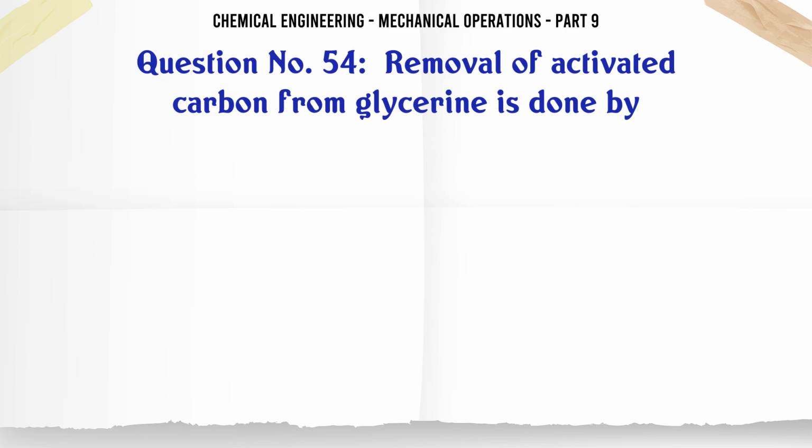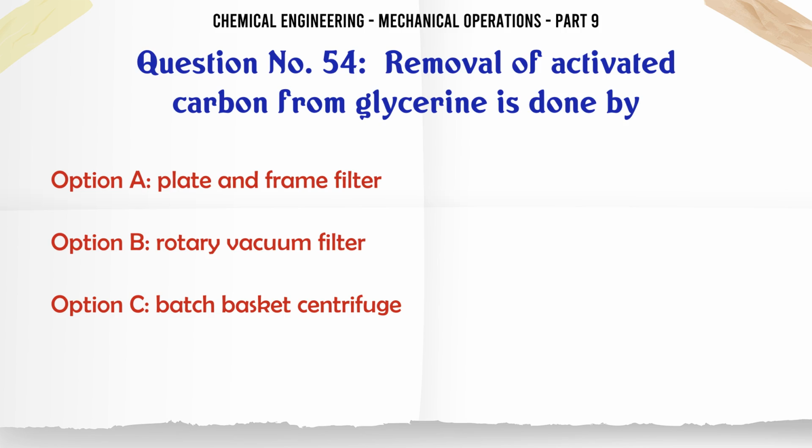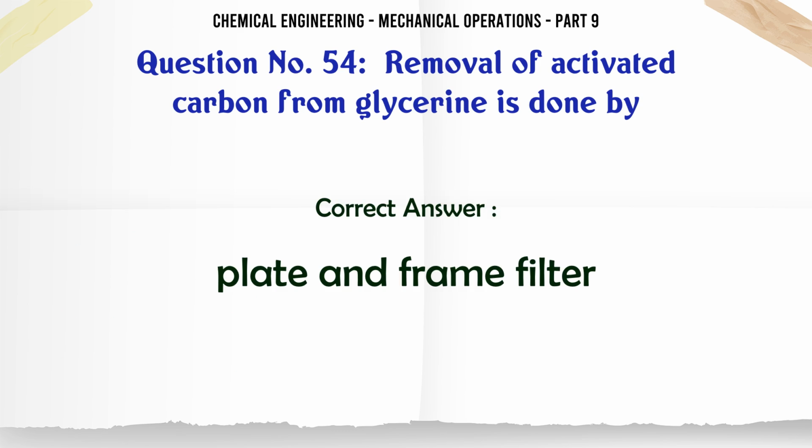Removal of activated carbon from glycerine is done by: A. Plate and frame filter, B. Rotary vacuum filter, C. Batch basket centrifuge, D. None of these. The correct answer is plate and frame filter.